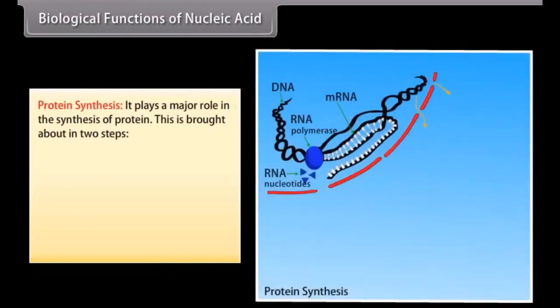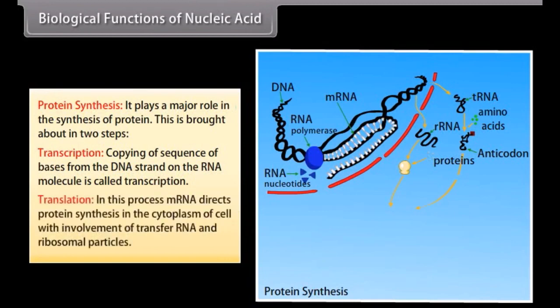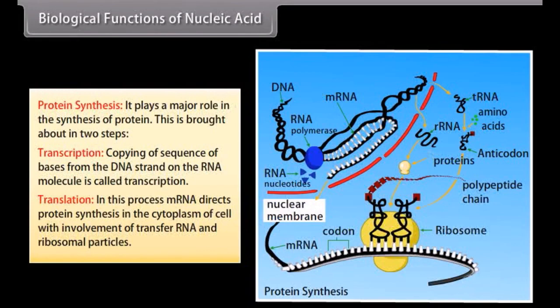Protein synthesis. Nucleic acids play a major role in the synthesis of protein. This is brought about in two steps. Transcription: copying of the sequence of bases from the DNA strand onto the RNA molecule is called transcription. Translation: in this process, mRNA directs protein synthesis in the cytoplasm of the cell with involvement of transfer RNA and ribosomal particles.